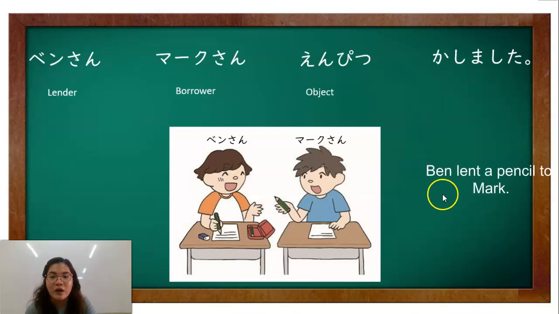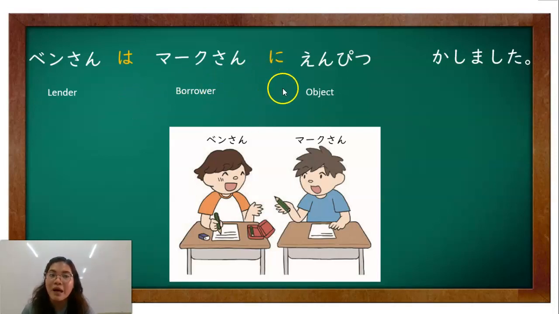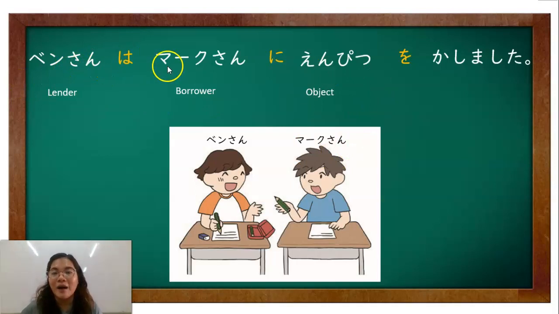Okay? So again, ang lender is particle wa. Yung borrower natin or yung nanghiram is particle ni. At kung ano yung bagay na ipinahiram ay particle o. So that makes the sentence as Ben-san wa Maku-san ni impitsu o kashimashita.